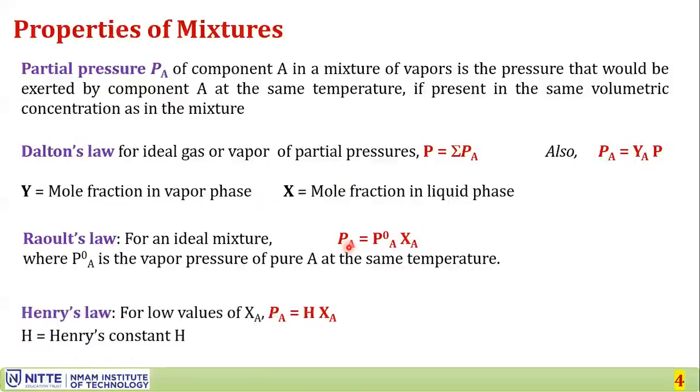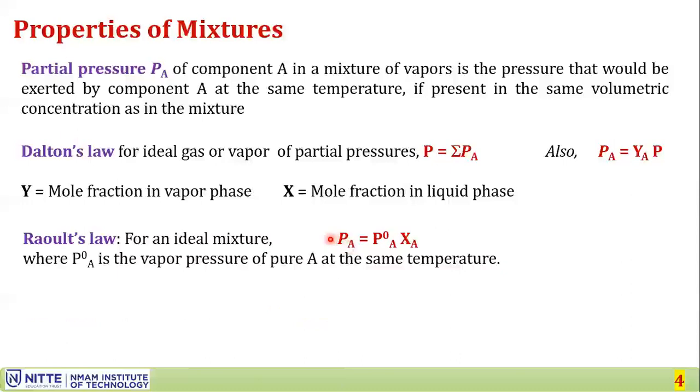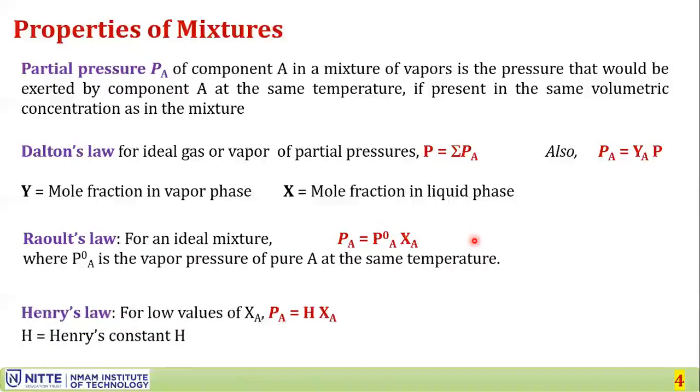So if you write it for component B, it will be PB is equal to PB naught into XB. So individual components will have their own partial pressures. Now Henry's law, this is an equivalent law. Raoult's law and Henry's law are far apart, but look similar. The partial pressure is equal to a constant called Henry's constant multiplied by the mole fraction. One thing you keep in mind: when you can apply Raoult's law, at that time you cannot use Henry's law. But if you use Henry's law, you cannot use Raoult's law. They are complementary to each other.